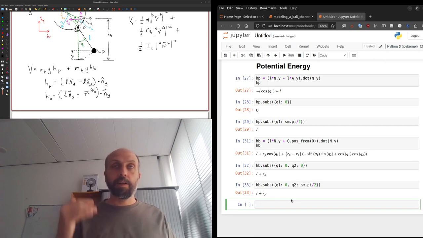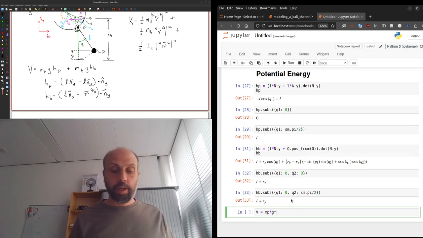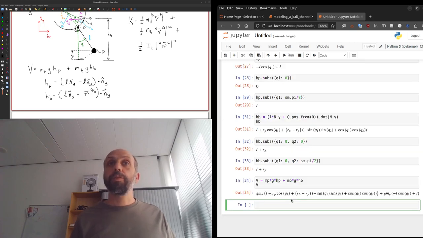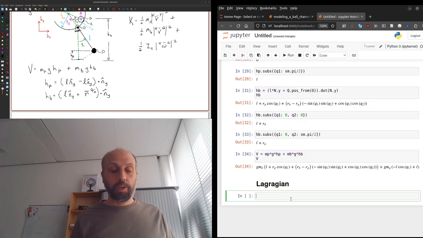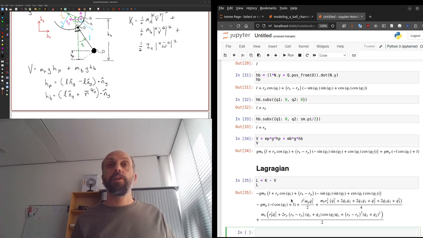So I think we've got our heights correct for the potential energy, and then we can form the potential energy of these two pieces. So we're going to have the mass of the bob times G times the height of the bob plus the mass of the ball times G times the height of the ball. And that should give our potential energy terms for the system. We now have kinetic and potential energy, so we can form the Lagrangian and then Lagrange equations. Lagrangian L is K minus V, simple as that. So we have kinetic energy minus the potential energy.